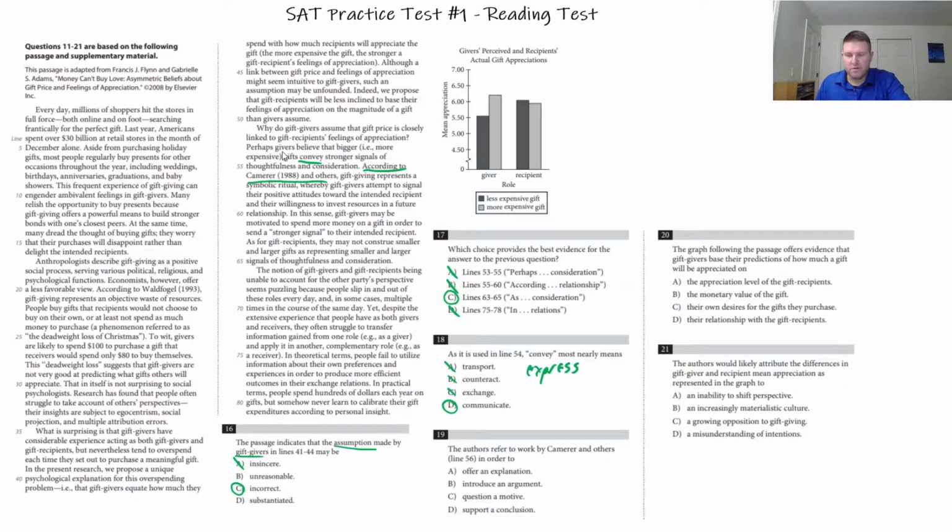And then they propose their own explanation for it. Perhaps gift givers believe that bigger or more expensive gifts convey stronger signals, right? And then they have a study that's sort of explaining their reasoning, okay? So offering an explanation to sort of back up their claim works really well. Is it introducing an argument? No, because they've already proposed their explanation for the question that they posed initially, right? Are they questioning a motive? No, they're not. Are they supporting a conclusion?